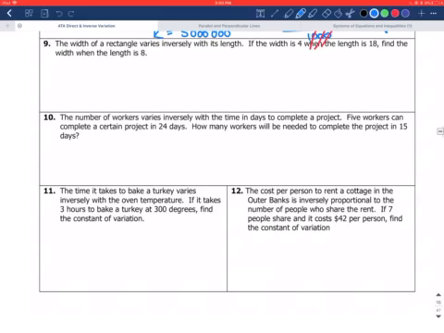For number 10, the number of workers varies inversely with the time in days it takes to complete the project. So we'll talk about workers and how that varies inversely with the number of days. So 5 workers can complete a certain project in 24 days. So that will be 120. And we will plug that back in.